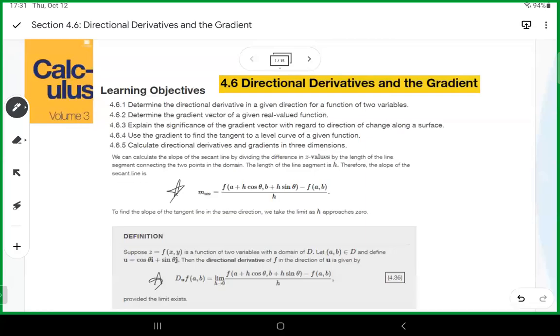All right, so we're going to be covering 4.6, hopefully 4.7, maybe 4.8 today. So 4.6 for this first video is going to be on directional derivatives and the gradient.